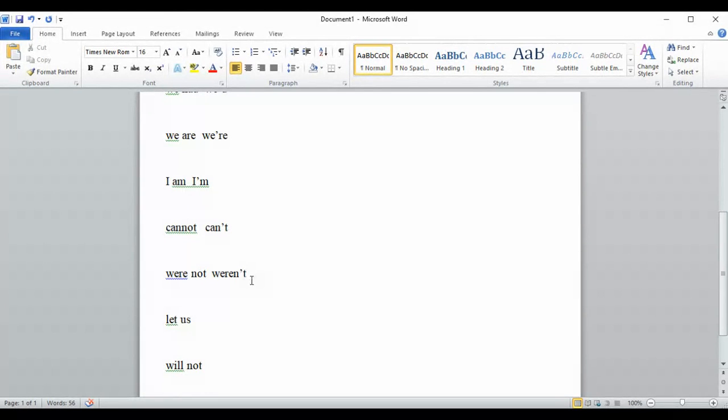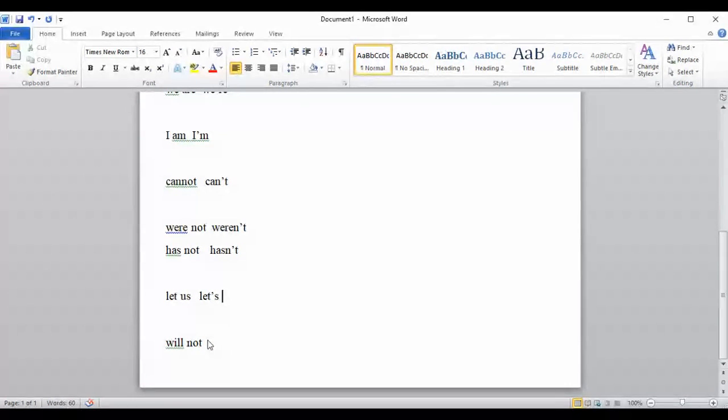So let's do another one of those. Let's do has not. So when we change that into a contraction, we have HASN apostrophe T. The apostrophe goes wherever the missing letter or letters are. For this one, let us, that would be let's. Let us join the others for Thanksgiving to let's join the others for Thanksgiving.